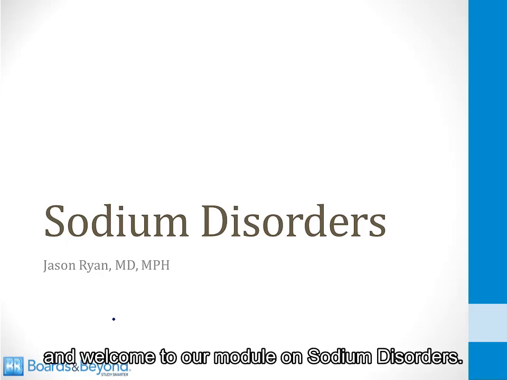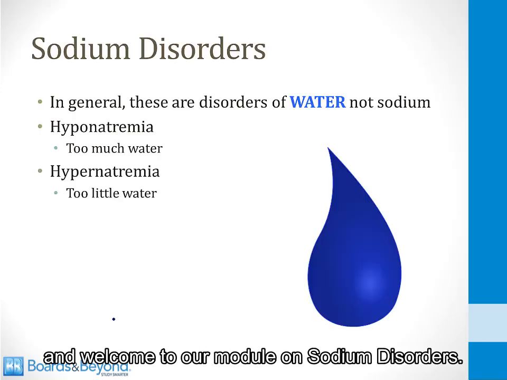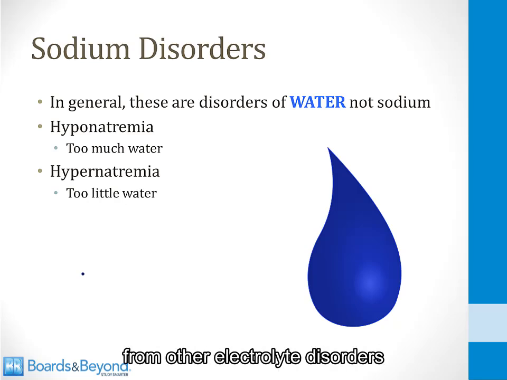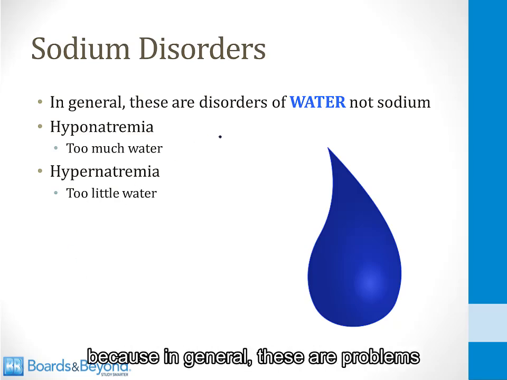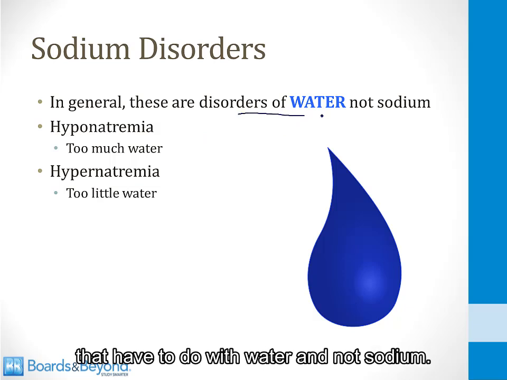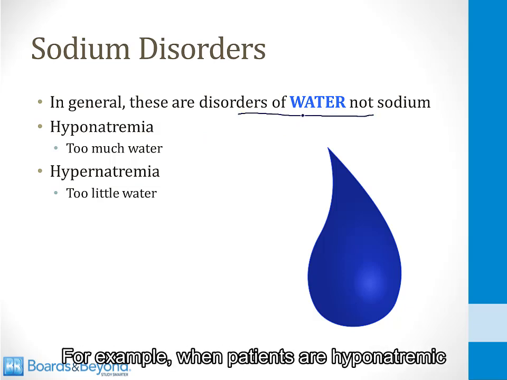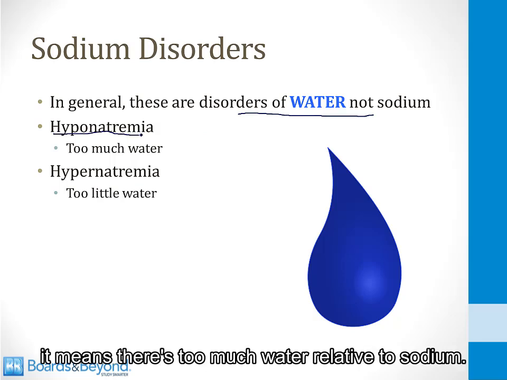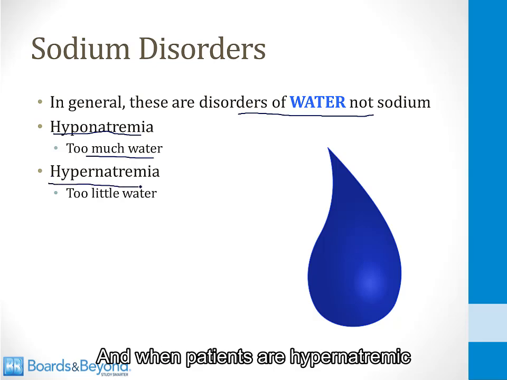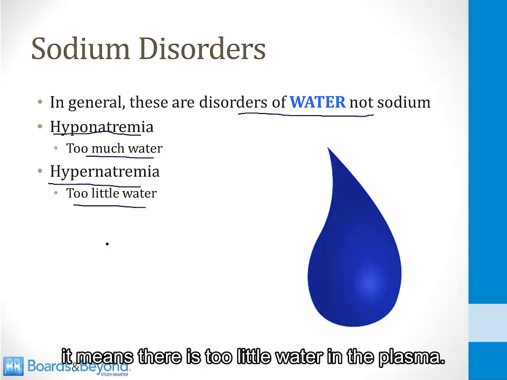Hi everybody and welcome to our module on sodium disorders. Sodium disorders are different from other electrolyte disorders because in general these are problems that have to do with water and not sodium. For example, when patients are hyponatremic, it means there is too much water relative to sodium, and when patients are hypernatremic, it means there is too little water in the plasma.